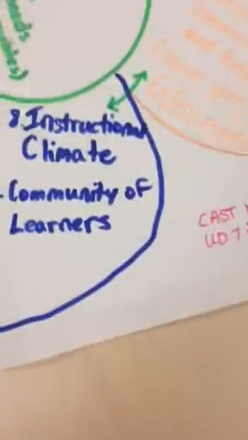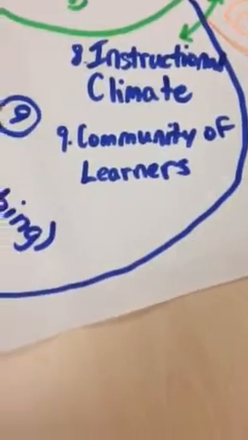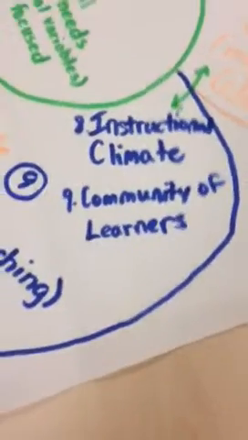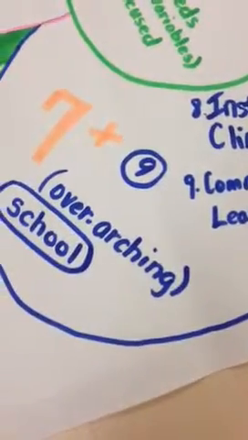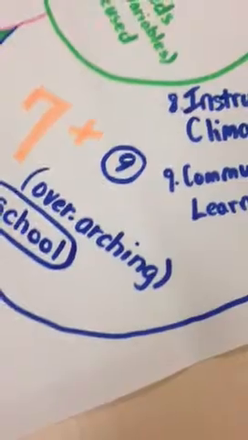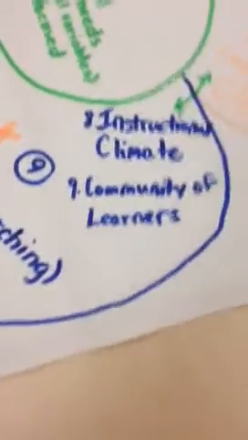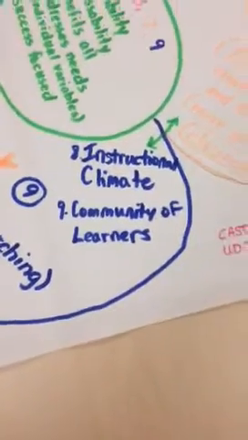Going on to the 9, looking at universal design for instruction, it was really just the 7 from the architectural universal design and then adding in instructional climate and community of learners. And we thought this was more overarching and it focused on the whole school, so it really brought in the culture of learning.